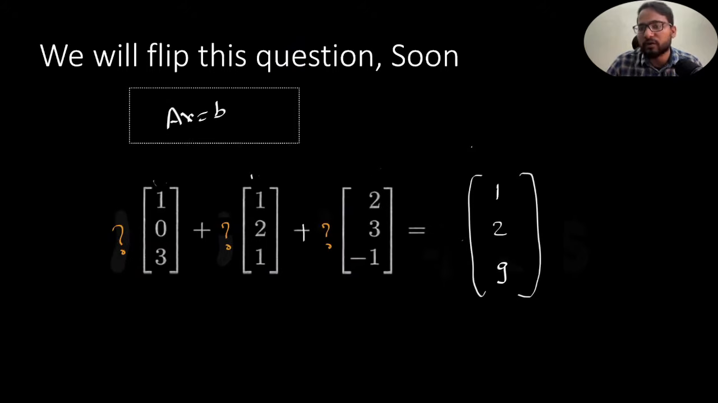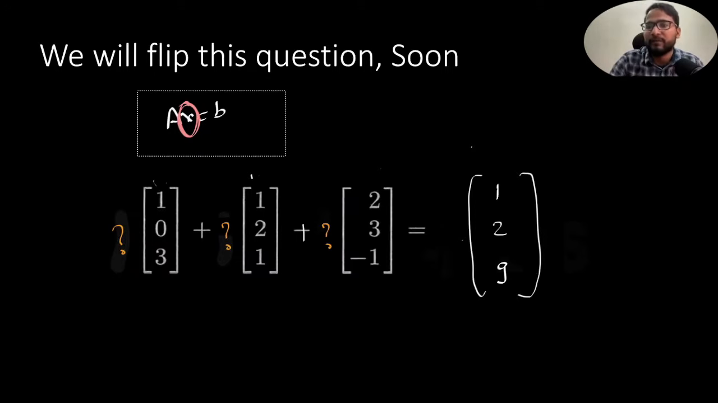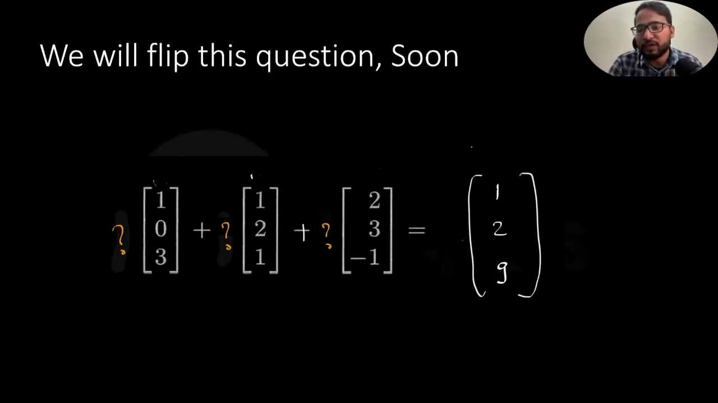But yes, this is called Ax = b, and they are asking for the x. They are asking for the s. Similarly, I am asking for these coefficients. So all of this is basically the same story. We will relate it, right? Now, let's just move further. And very soon, I will come to this again.